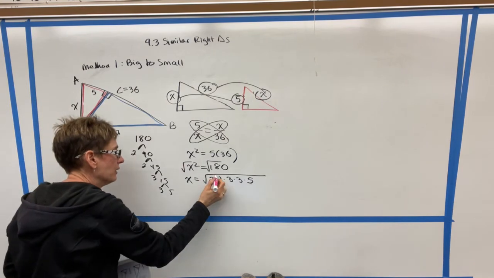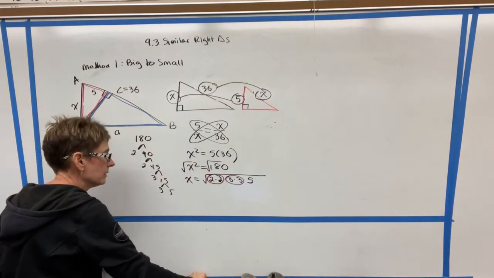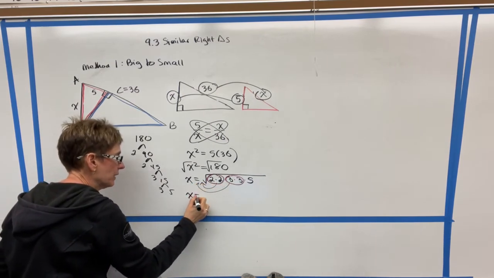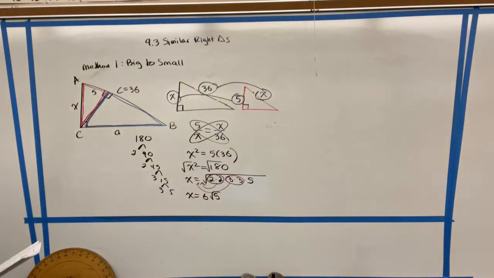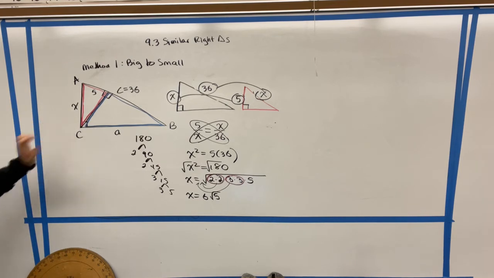So I can take out a pair of 2s, a pair of 3s, and my answer here is going to be 6 radical 5. So that would be how I could compare the big triangle to the small one to solve for x.